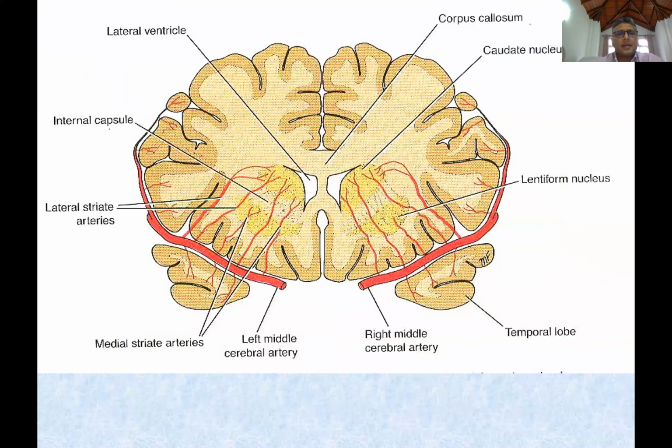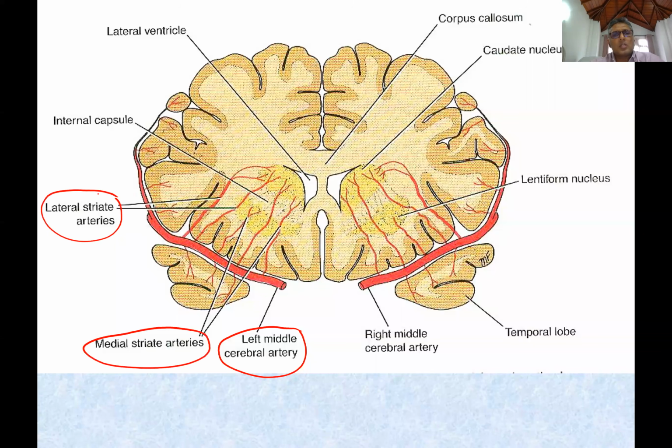So this is a diagram I got from some textbook. This is the middle cerebral artery. This is the left middle cerebral artery in the lateral sulcus. You can see how it supplies these internal structures that I tried to show you on the horizontal section that I drew. You can see these two important groups of arteries: medial striate arteries and lateral striate arteries.